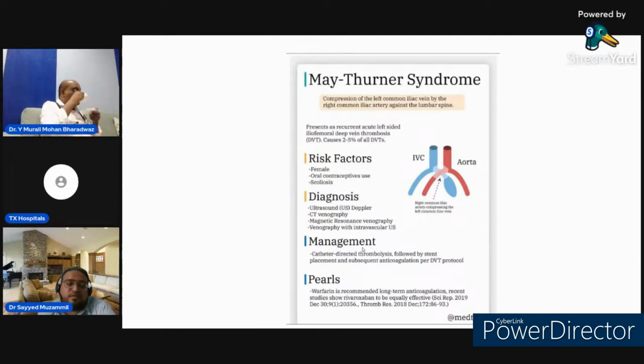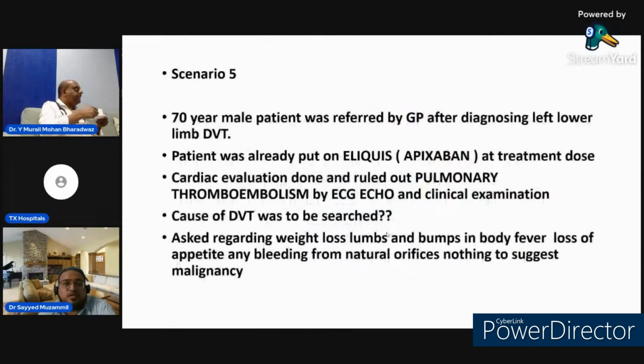And we did stenting to his left common iliac vein to prevent further formation of DVT. That can be catastrophic if he develops pulmonary embolism, and we put him on anticoagulation with a novel oral anticoagulant. One more interesting case I got to treat is a 70-year-old male patient.